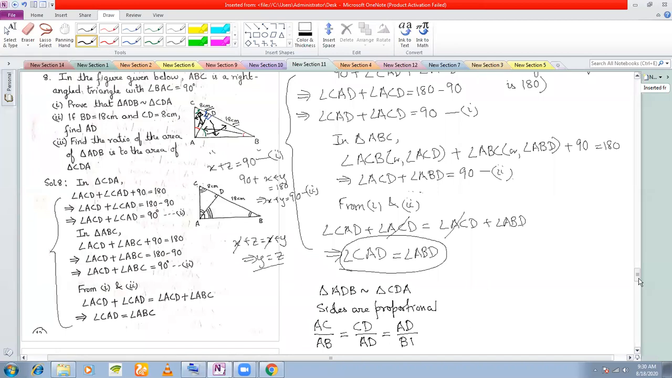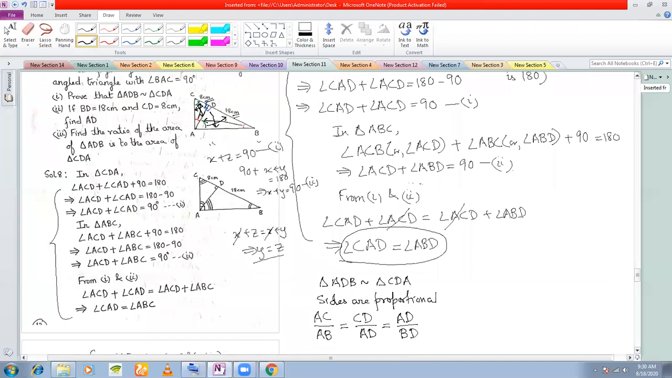Okay. Now let's see what is given. First, we have what we have to find out. So you have to find out AD. Fine. And what else is given? BD is given to me as 18. CD is given to me as 8. Okay. And no other side is given.